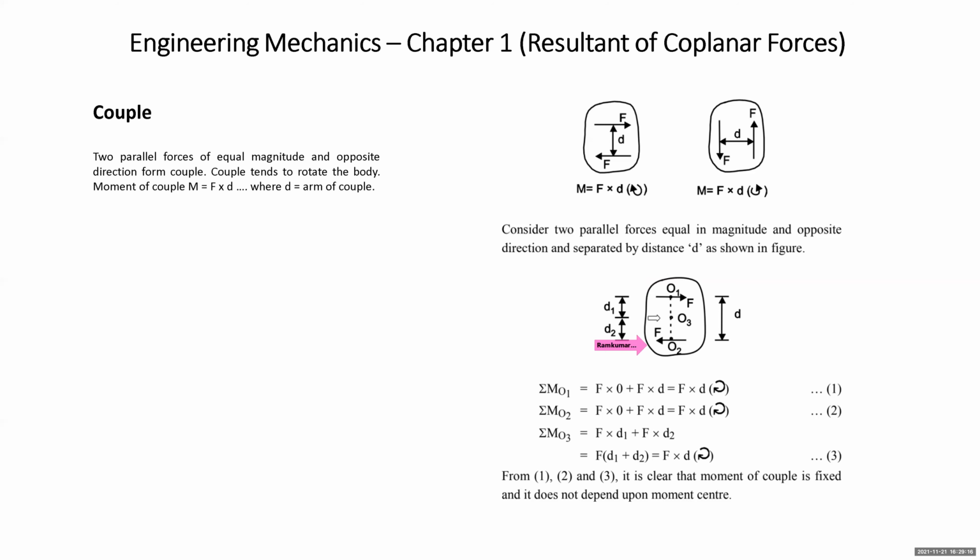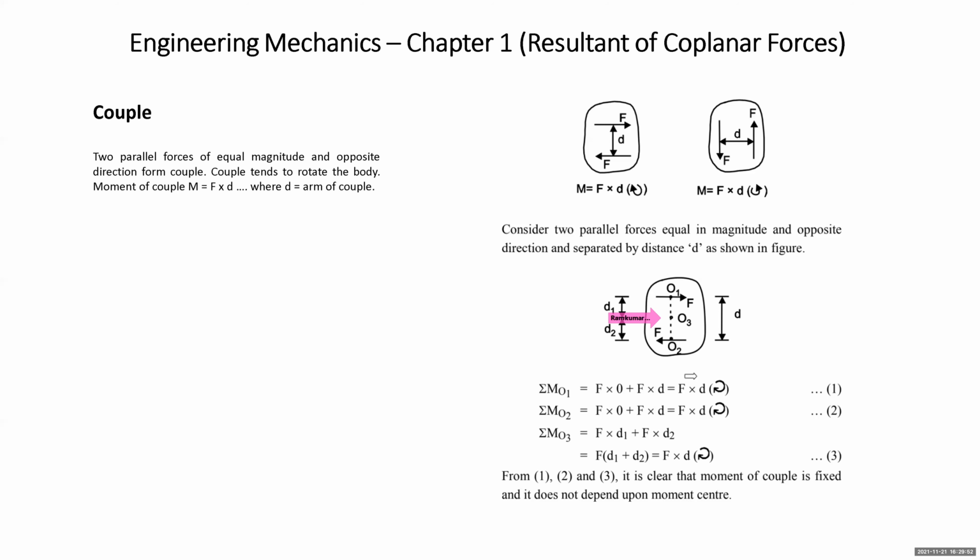Same. Now we shift the moment center to O3. This time both the forces will give moment. Moment of the above force F about O3 will be clockwise, F into D1, perpendicular distance. And the lower force F, which is to the left, will also give clockwise rotation. If you assume an axis passing through O3, you'll see that the above F will give clockwise rotation to the body, and the lower F will also give clockwise rotation. So the total moment about O3 will be F into D1 plus F into D2, both clockwise. F is common, D1 plus D2, and D1 plus D2 is D.